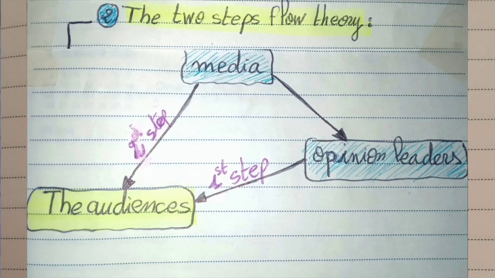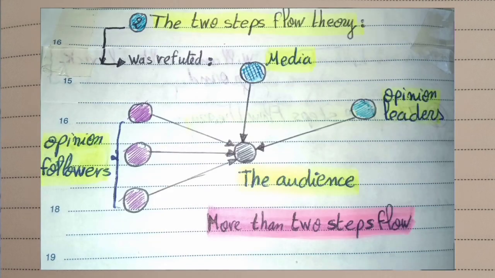And even though this theory considered the audience as active and participating in the communication process, it was also refuted because of the flow of the information, which means that the audience is influenced by more than two steps. Not only opinion leaders have an influence on the audience, there are also opinion followers whose ideas and behaviors serve as a model to others.